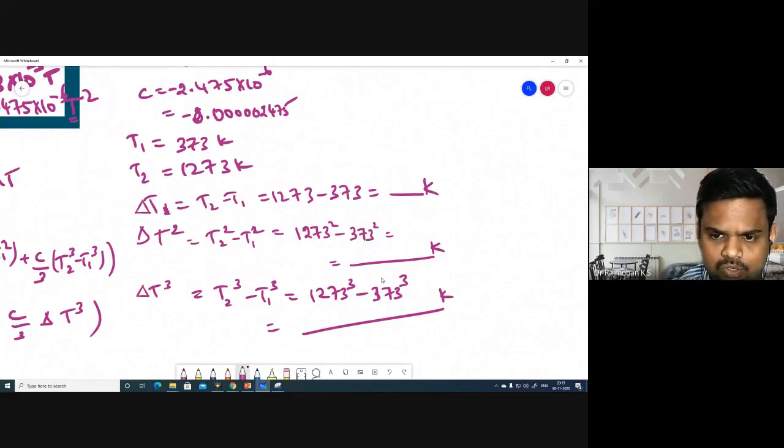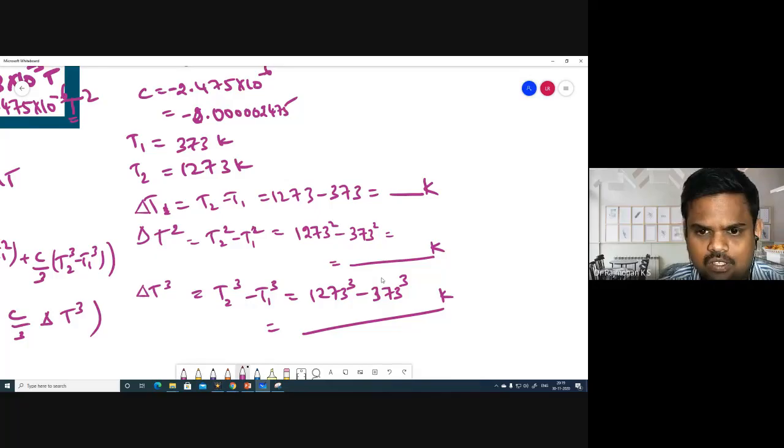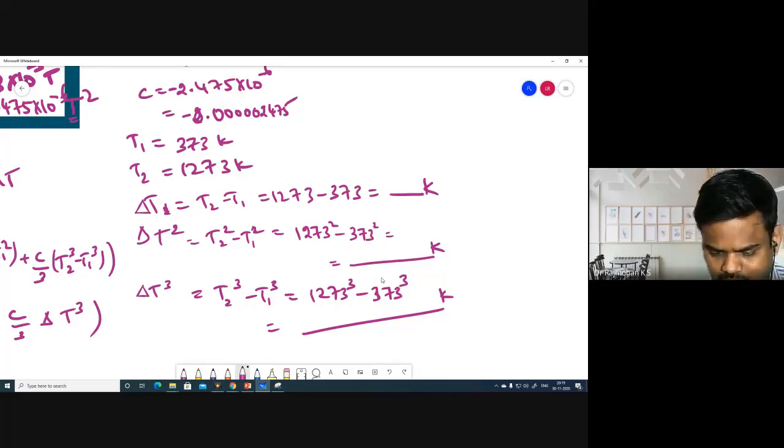What is that? 1273 minus 373 is equal to 900 Kelvin. I am doing this step by step just so that you can verify the answers. Once you are thorough with the procedure, you can directly write the lengthy terms and get the answers. So here, what is the square term? 1273 square minus 373 square is equal to 1481400.